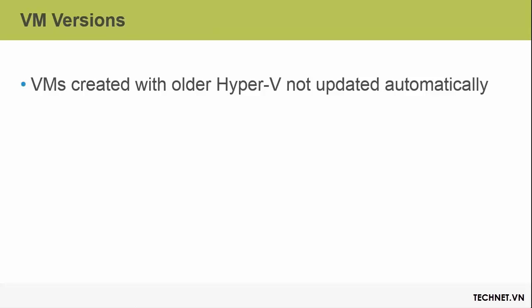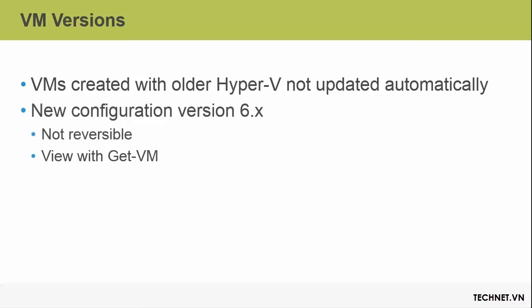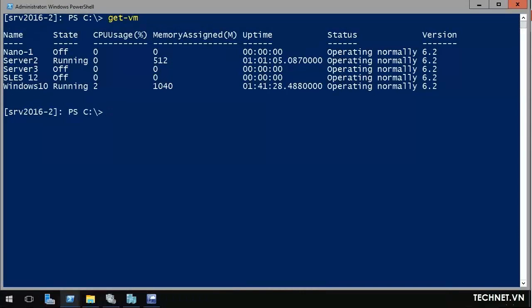Virtual machines that are created with older Hyper-V versions are not updated automatically when you run them on Hyper-V Technical Preview 2. But there is a new configuration version for the virtual machines. In Technical Preview 2, it's version 6.2. Once you update the version of a virtual machine so that you can use new features like production checkpoints, it's not reversible. You can view the virtual machines running on a host along with their version numbers using the get-vm PowerShell commandlet. Here we can see the result of the get-vm PowerShell commandlet, where we can see the virtual machines that are available on this Hyper-V host, and in the rightmost column, we can see the version, which is listed here at 6.2.